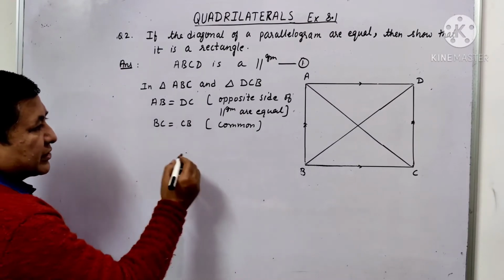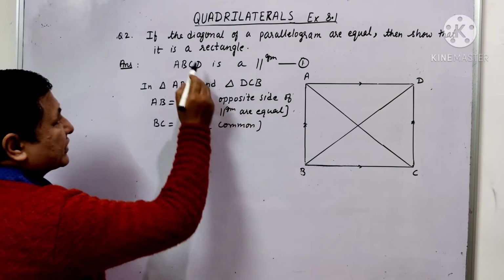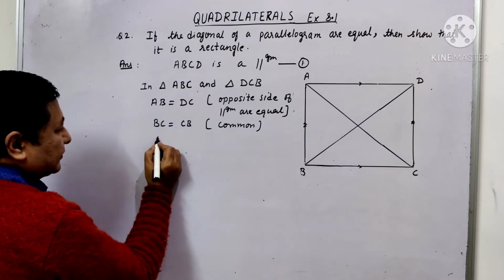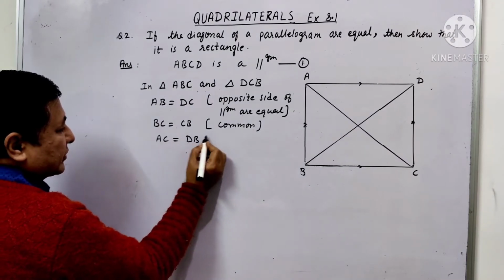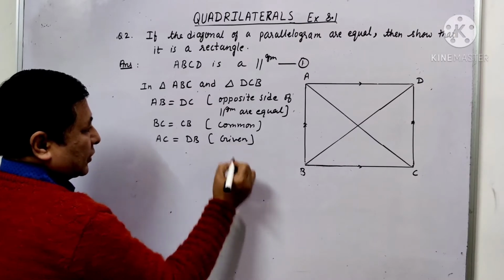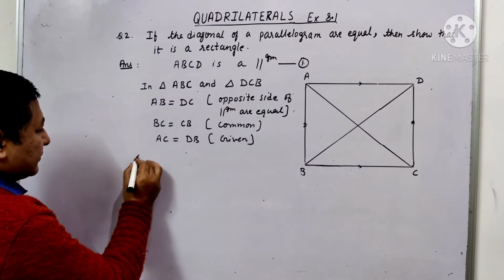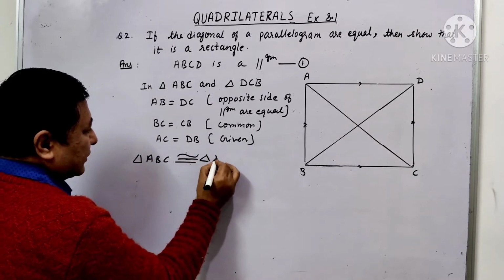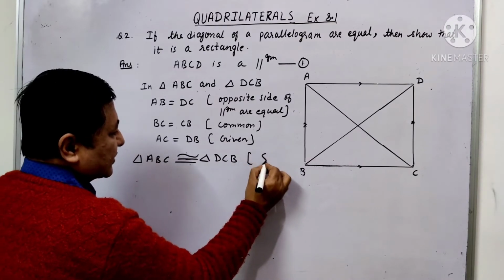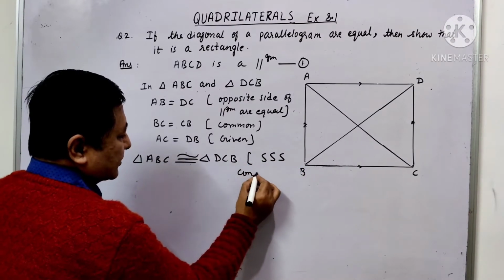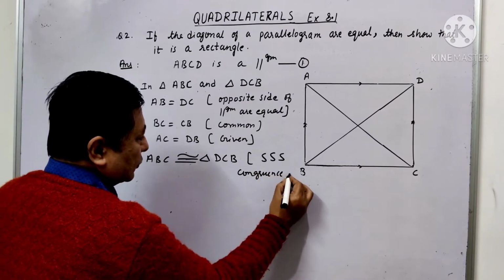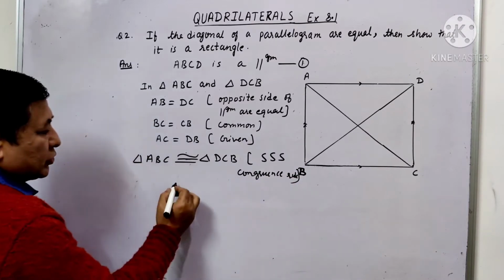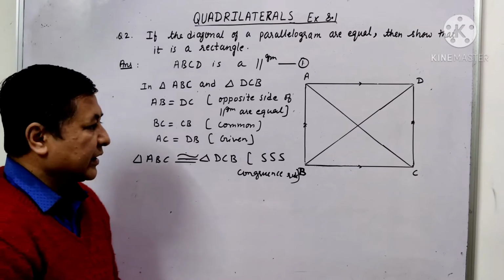Now one more thing is given in the question, that the diagonals are equal. In the question it is written that the diagonals of the parallelogram are equal. That means AC and DB are equal. AC is equal to DB. It is given in the question. So now the two triangles are congruent. Triangle ABC is congruent to triangle DCB by the SSS congruence rule.